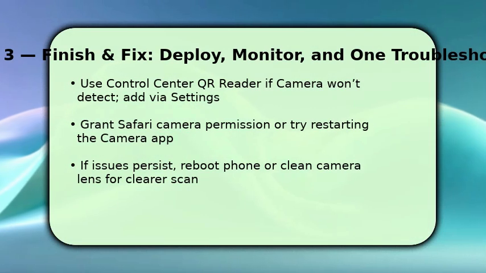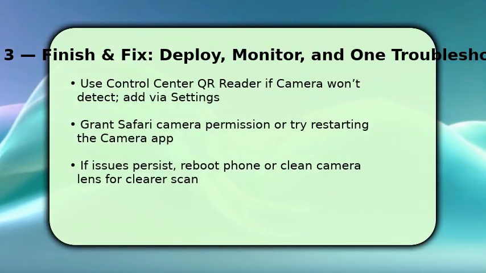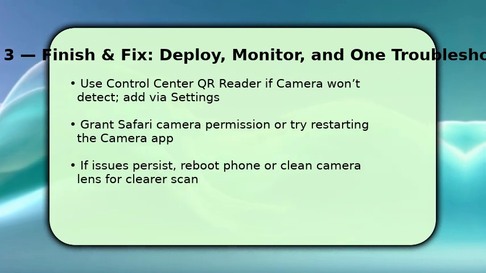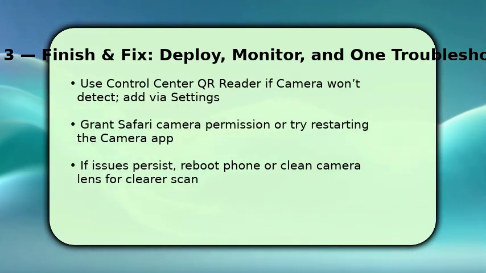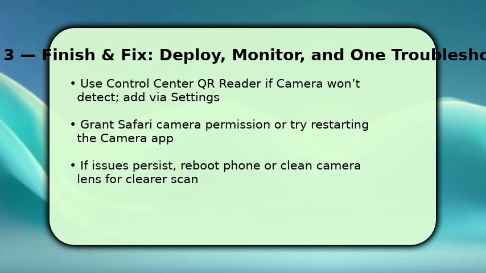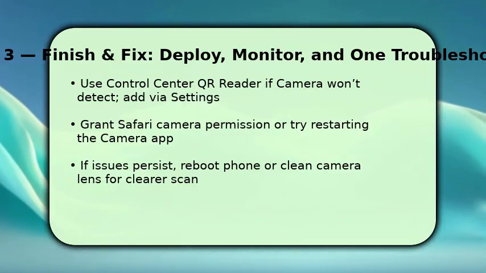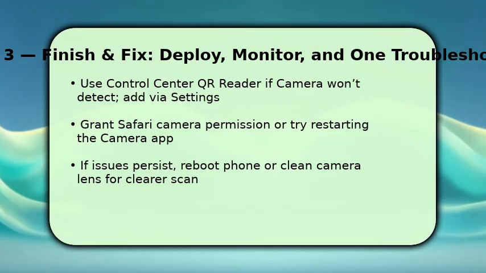If the camera won't detect the code, open the QR code reader from Control Center, add it in settings if missing, because that tool can be more forgiving. Make sure Safari has camera permission when a site requests it, otherwise the banner won't act on the QR. If you still fail to scan, restart the camera app or reboot the iPhone. Also wipe the lens clean, since smudges and glare commonly block detection. These fixes resolve most scanning problems quickly.